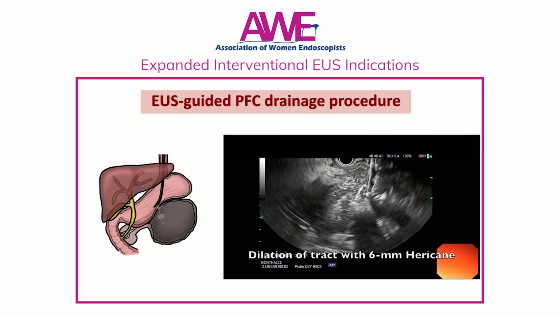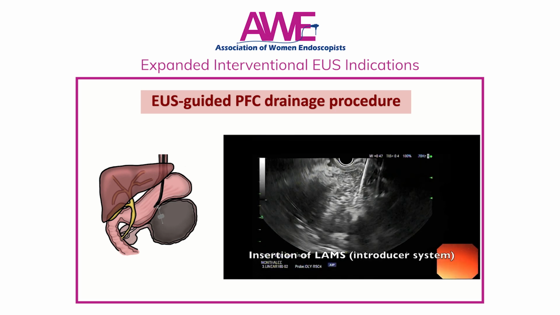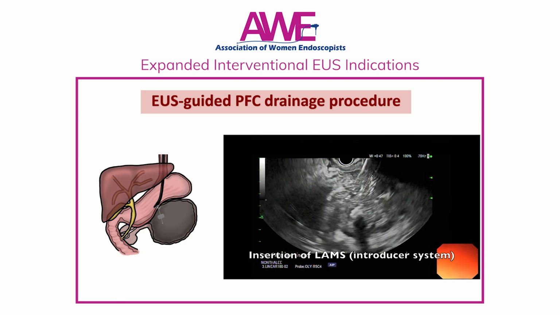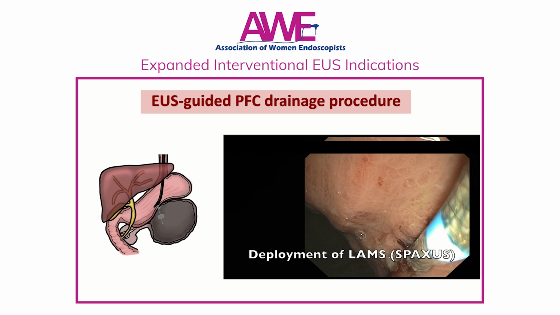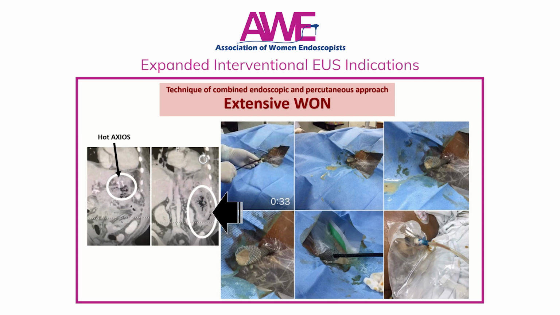Once the tract is dilated, a lumen-apposing metallic stent can be placed. The internal flange is placed under EUS view, and the distal flange is then deployed under endoscopic view, and you can see in this case that a large amount of fluid is drained after the stent is placed. For an extension to the paracolic gutter, combined endoscopic drainage using a hot Axios, as demonstrated here, and percutaneous drainage can be performed as demonstrated on this slide.